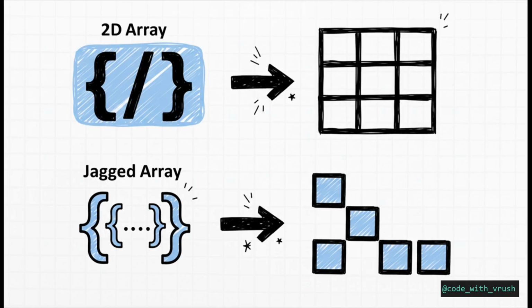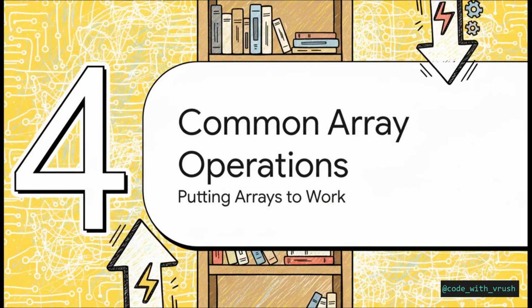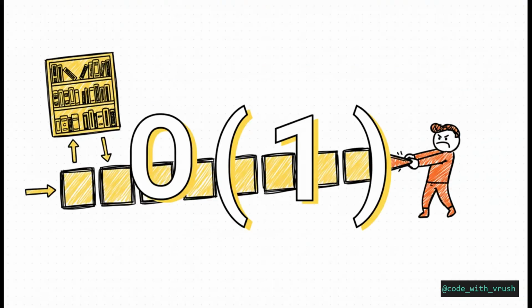For a jagged array, that initializer syntax is super helpful. You can see here we're creating 3 rows, and they have 1, 2, and then 3 elements each. It's pretty flexible. Okay, we've created our arrays. So what are the common things we actually do with them? Let's talk operations.